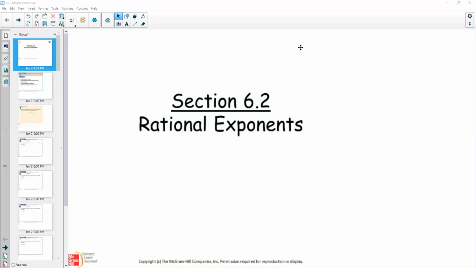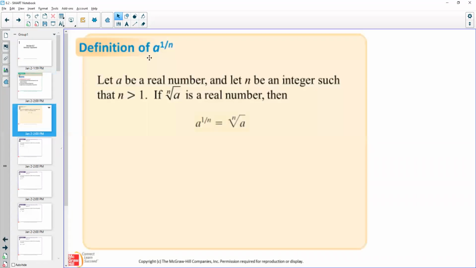Hey everybody, these are the notes for section 6.2, which is about rational exponents. That means fractional exponents. They are not as scary as they sound. We will be okay.